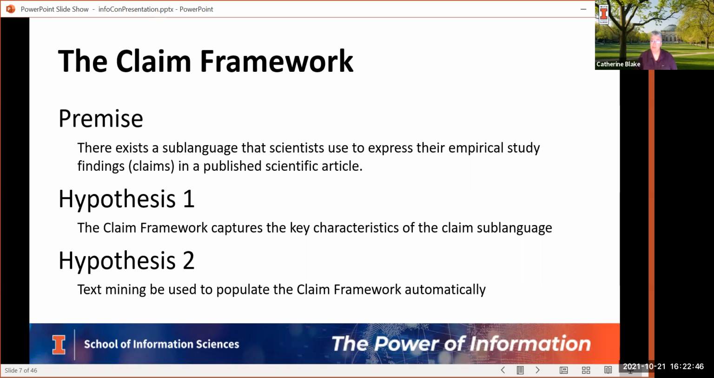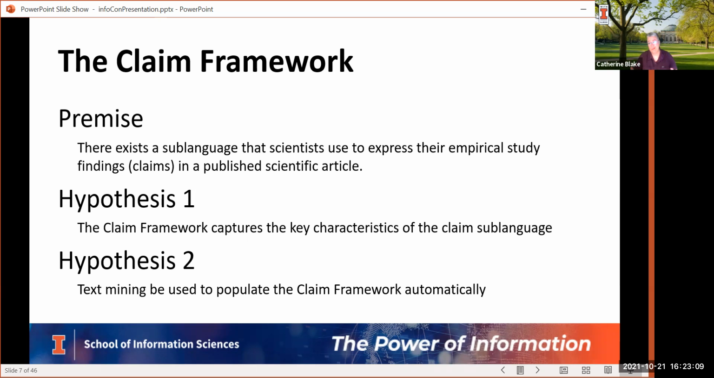And it doesn't matter whether they're talking about genes and proteins or whether they're talking about patients who are getting treated for a new disease. They all say, here's what I found in my study in a controlled experiment. And so I wanted to tell you a little bit about what that framework might look like. So what are the elements of that language that people use to communicate their results?